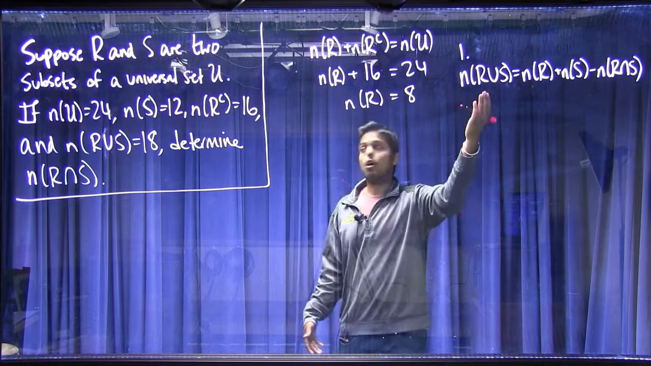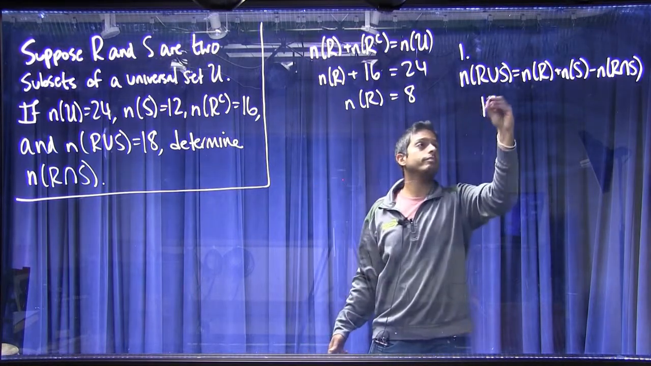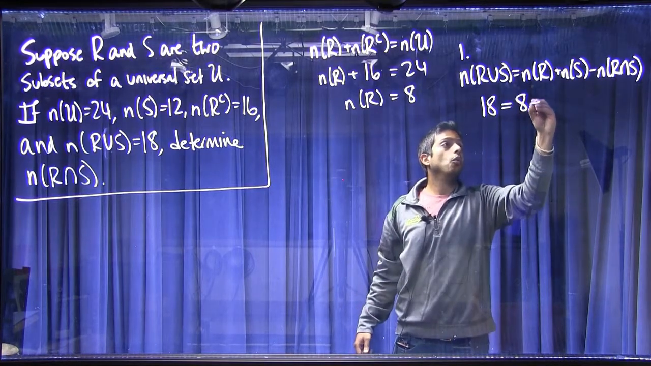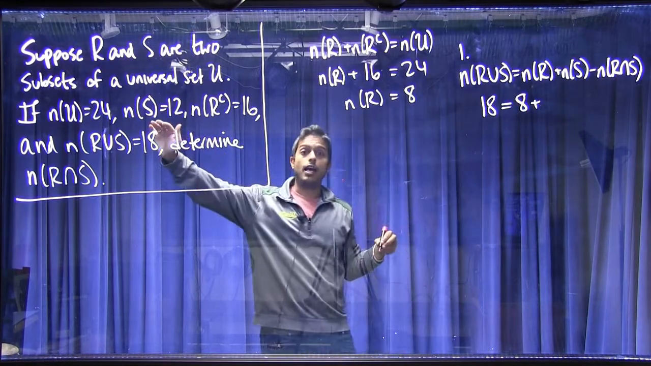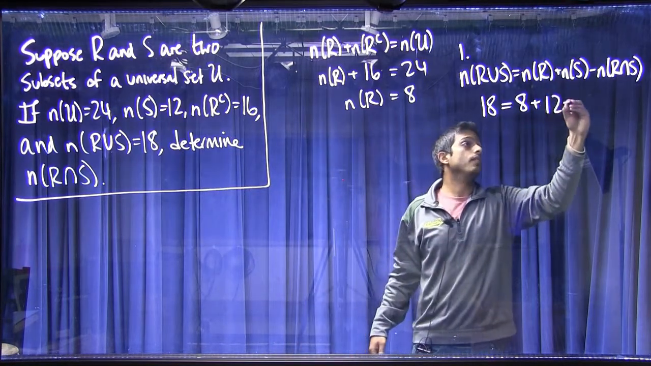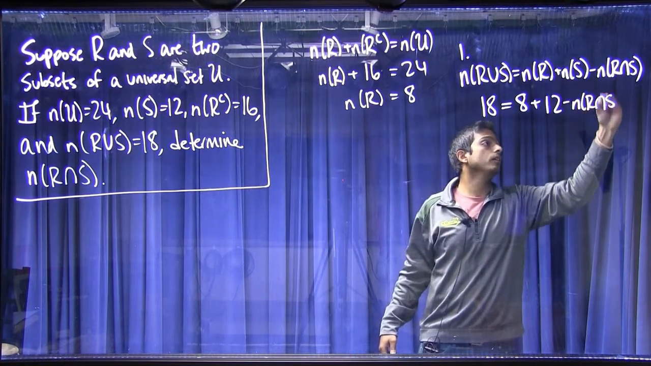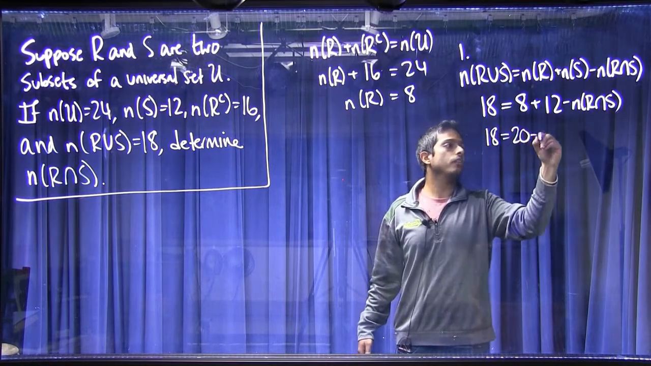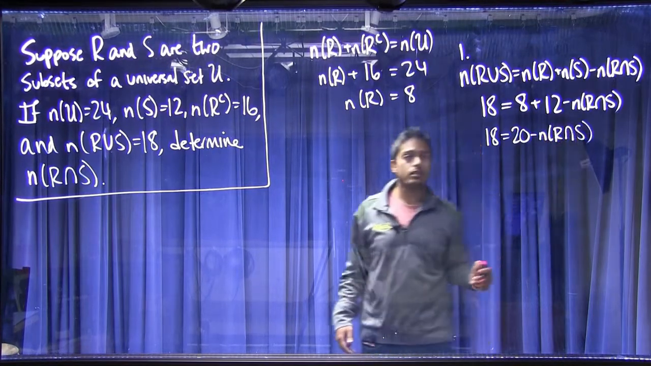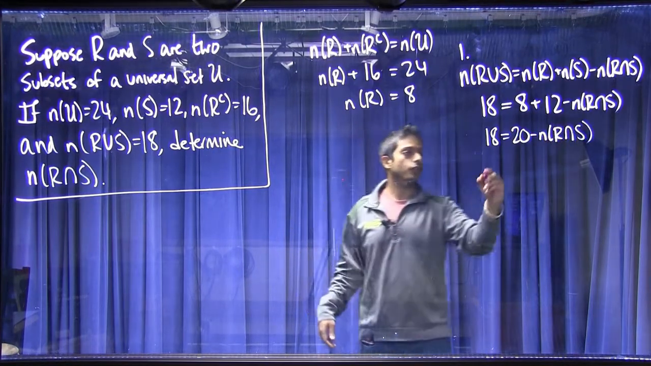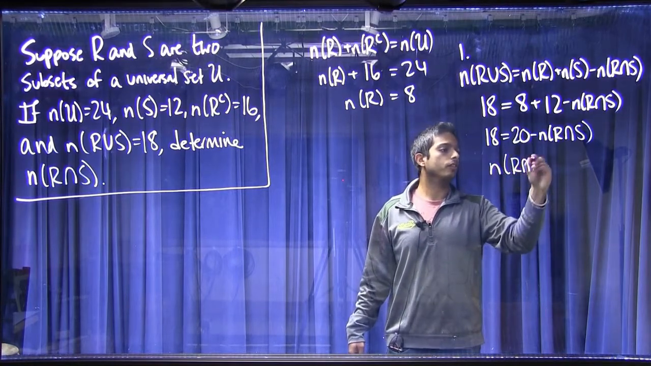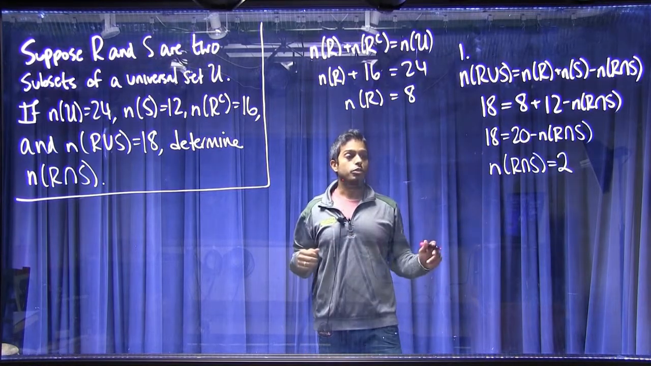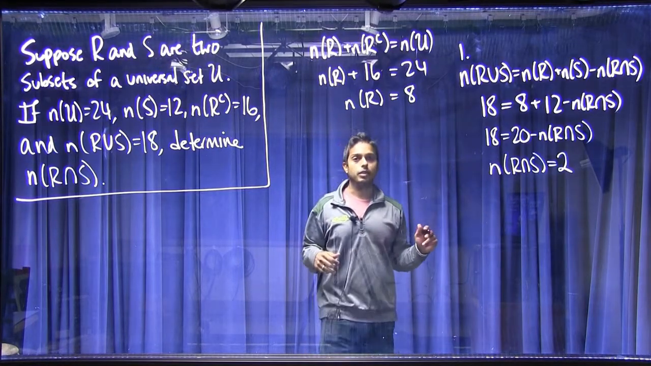The number of elements in R union S is given to us to be 18. We just figured out that the number of elements in R is 8. Again, from the problem, the number of elements in S is 12. And then we need to solve for this last term here. Let's simplify: 18 is equal to 20 minus the number of elements in R intersect S. Now you can just do some algebra and you figure out that the number of elements in R intersect S has to be 2. So that's one way to approach this problem, by using the formula that we developed in the last video.